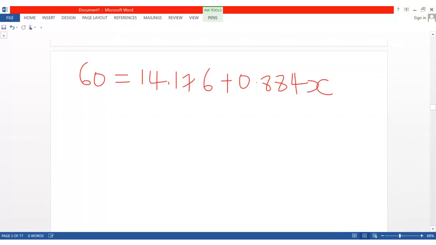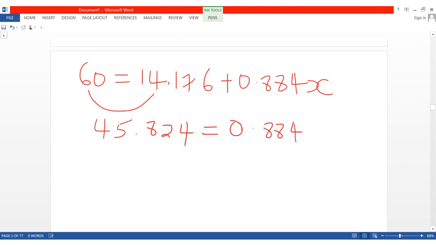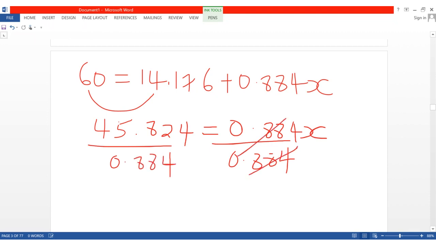Then what I want to do is to bring like terms together. This one can go on the other side. So I'll subtract 60 minus 14.176. I get 45.824 equals 0.884x. Then I divide here by 0.884, and divide here by 0.884. And this one will cancel. I'm getting that x will be given by 51.837. If I round off, it will become 52.